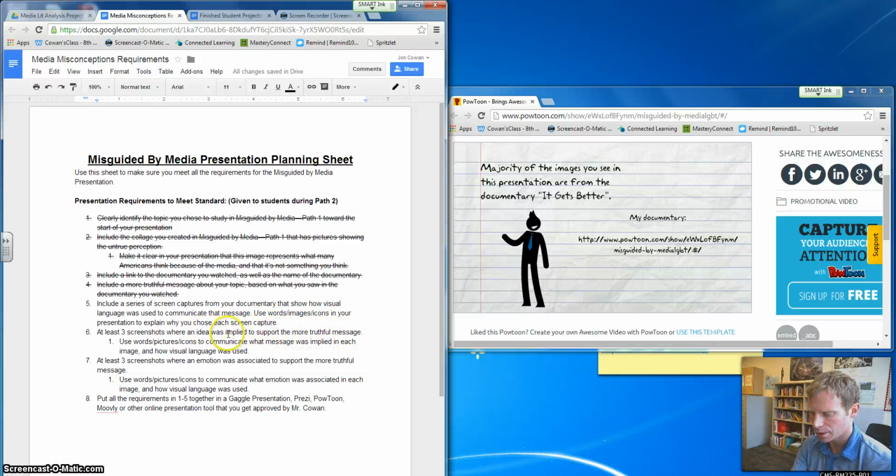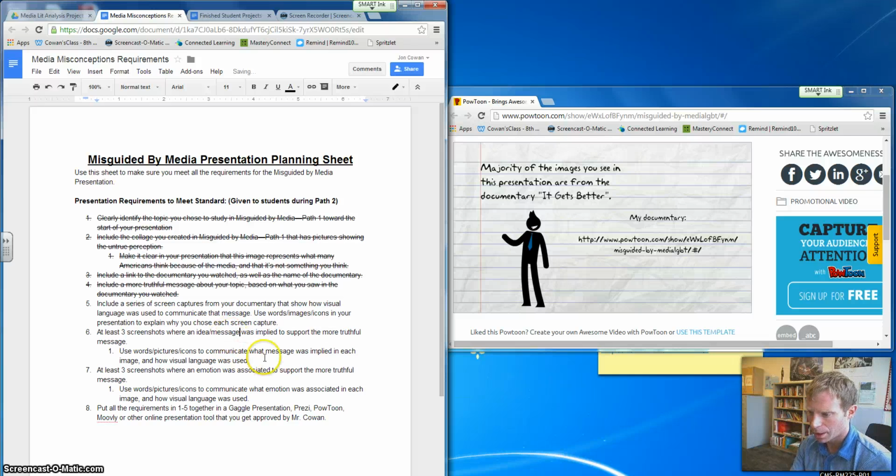Another way to think of this is a message was implied to support the more truthful message. And then you need to use words, pictures, and icons to communicate what message was implied in each image and how visual language was used. And then you have to include at least three screenshots from your documentary where an emotion was associated to support the more truthful message. And if you don't remember the difference between these two things, go back in the steps on Kiro, and there's a review lesson that talks about the difference between implying a message or associating an emotion. And then you have to use words and images to do that too.